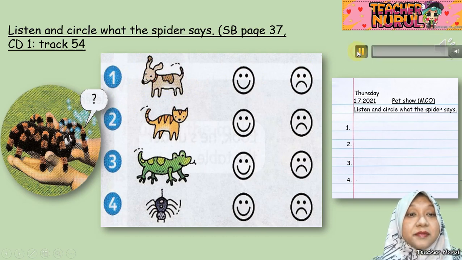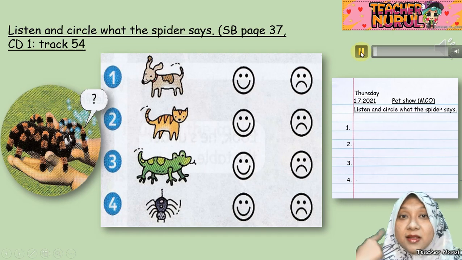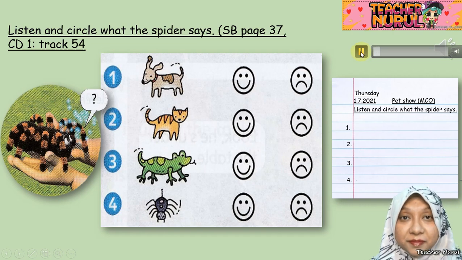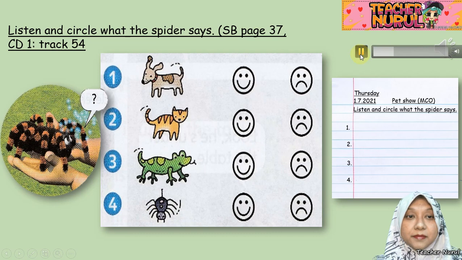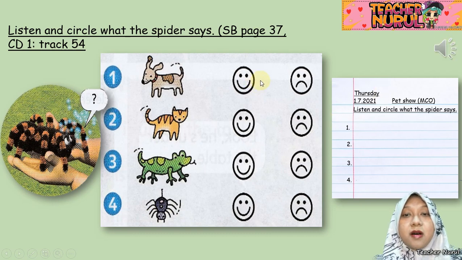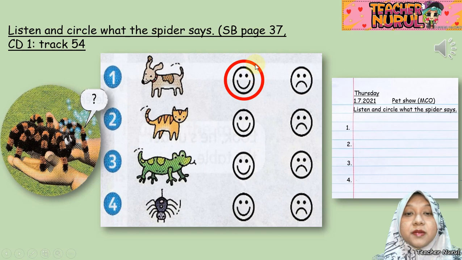Student's book, page 37. 2. Listen and circle what the spider says. 1, I like dogs.